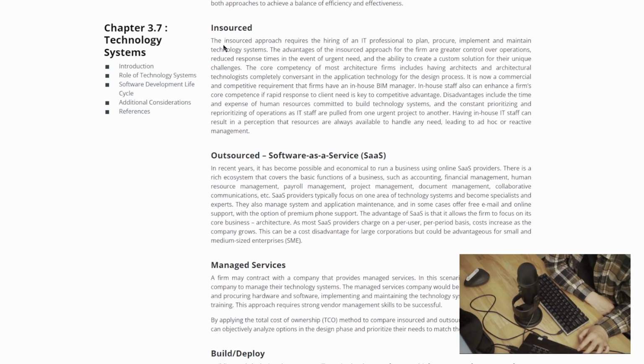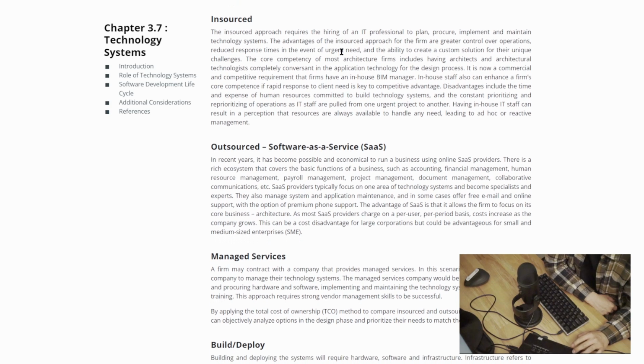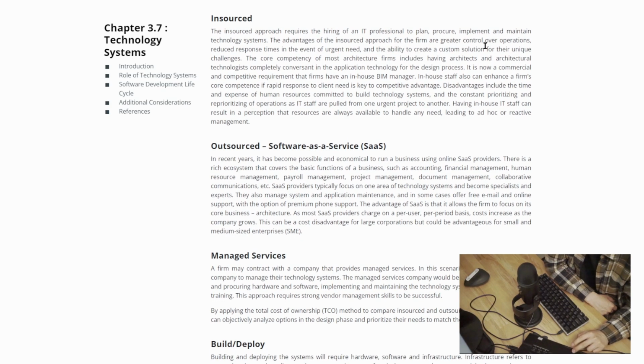Insourced. The insourced approach requires the hiring of an IT professional to plan, procure, implement, and maintain technology systems. The advantages of the insourced approach for the firm are greater control over operations, reduced response times in the event of urgent need, and the ability to create a custom solution for their unique challenges.